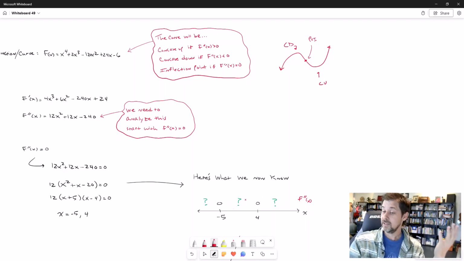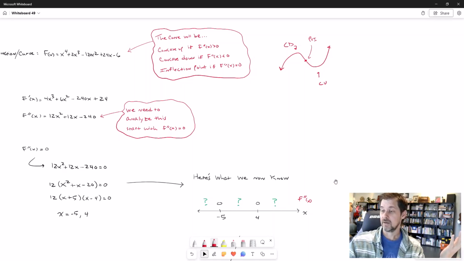It's pretty easy to figure out the rest of this picture. Because think about it, remember the second derivative, it's a number at the end of the day, and it can be positive or negative or 0. I know where it's 0. So I'll just pick test points outside of 4 and -5, or in between 4 and -5, and I'll figure out what each of these question marks is as far as the second derivative being positive or negative.